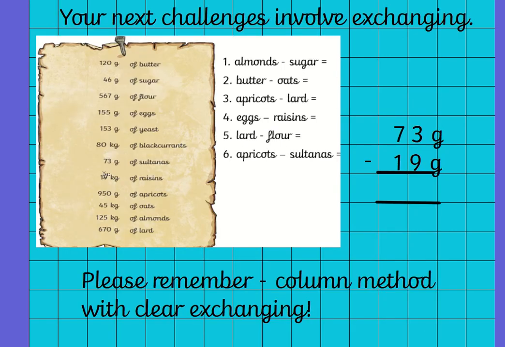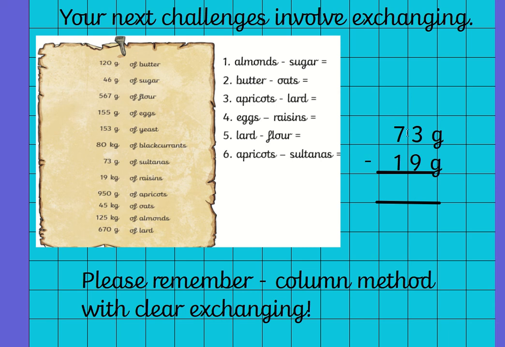Okay, so your next challenge now involves exchanging. This also should look a little bit familiar. This is our sheet from last week, but instead of addition, we are now doing subtraction. So here is an example because we're now moving on to exchanging. Here is an example of column subtraction using exchanging.